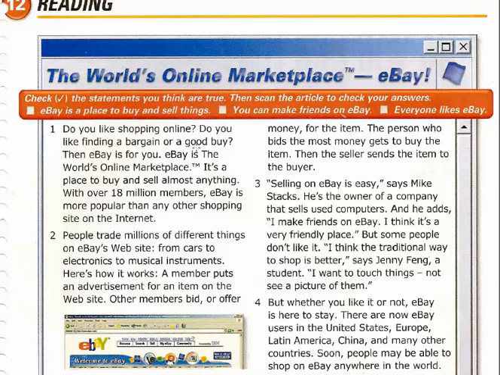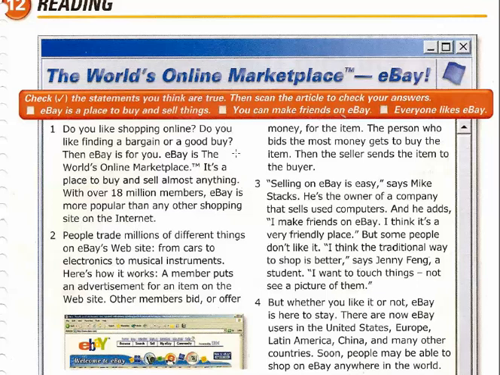Do you like shopping online? Do you like finding a bargain or a good buy? Then eBay is for you. eBay is the world's online marketplace. It's a place to buy and sell almost anything. With over 18 million members, eBay is more popular than any other shopping site on the internet.